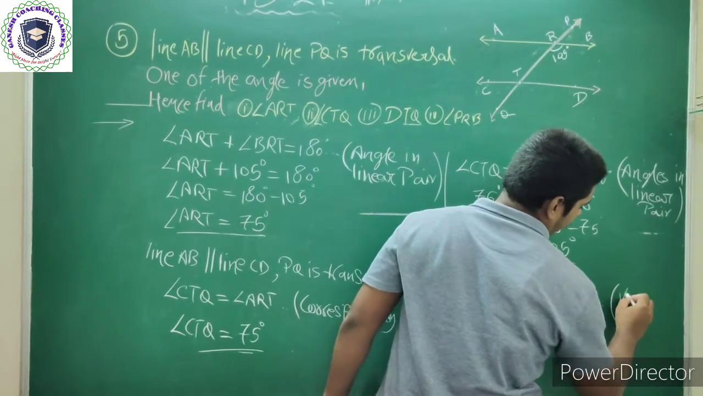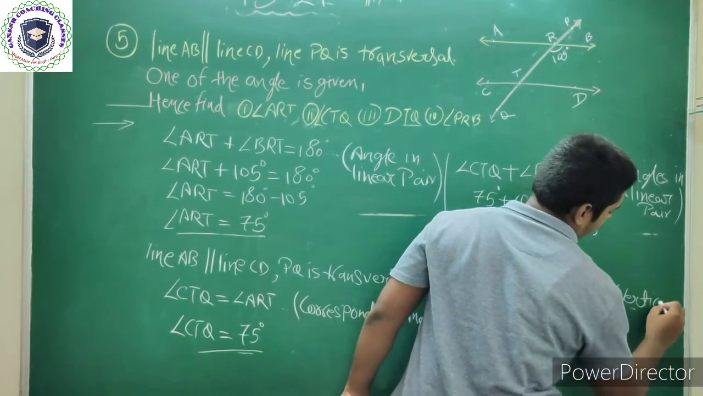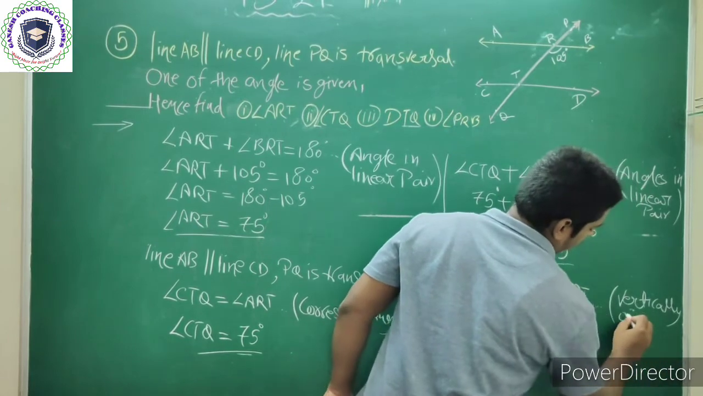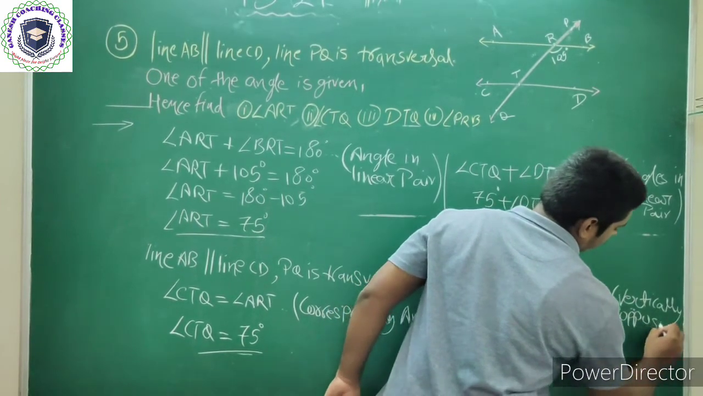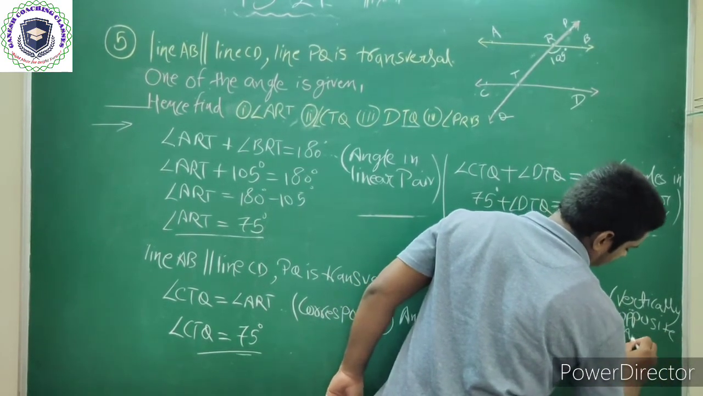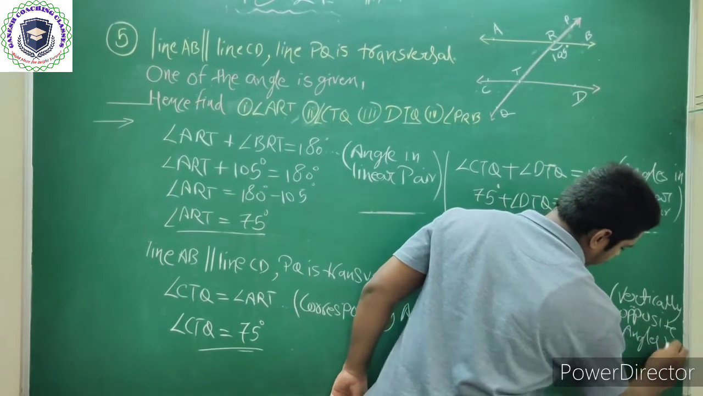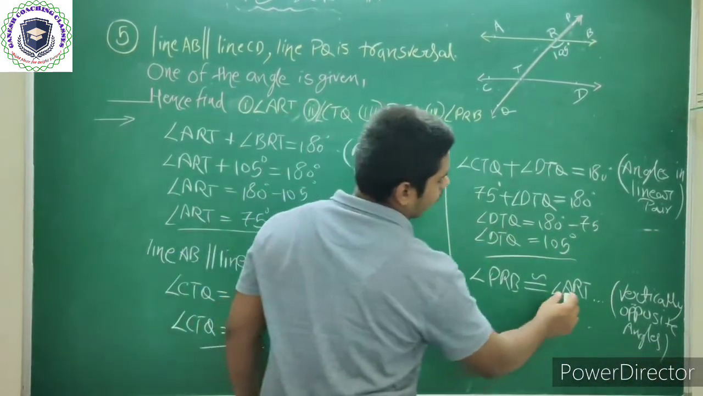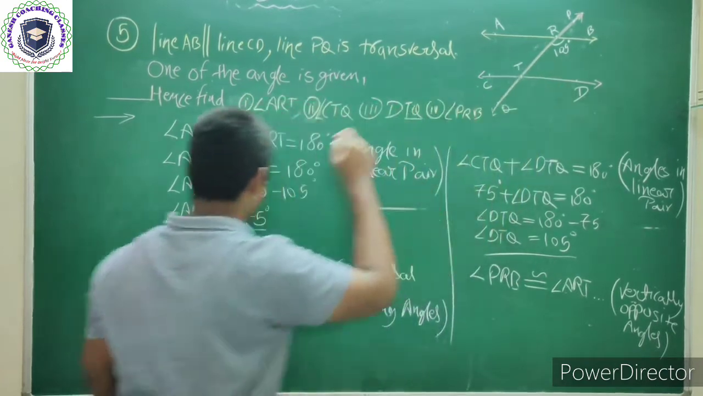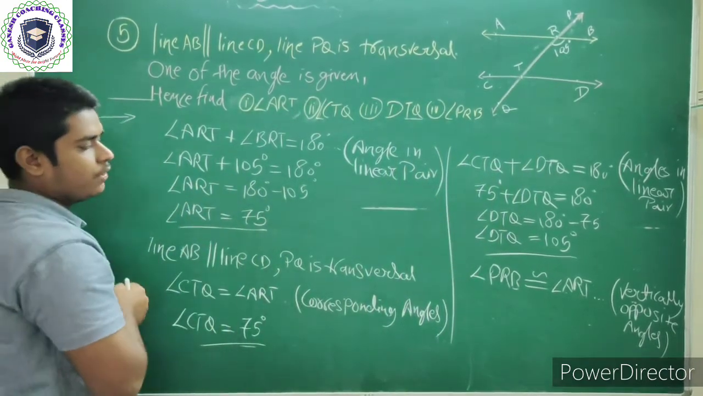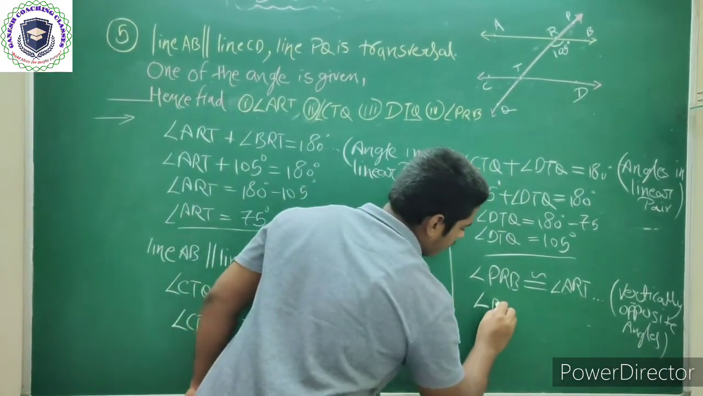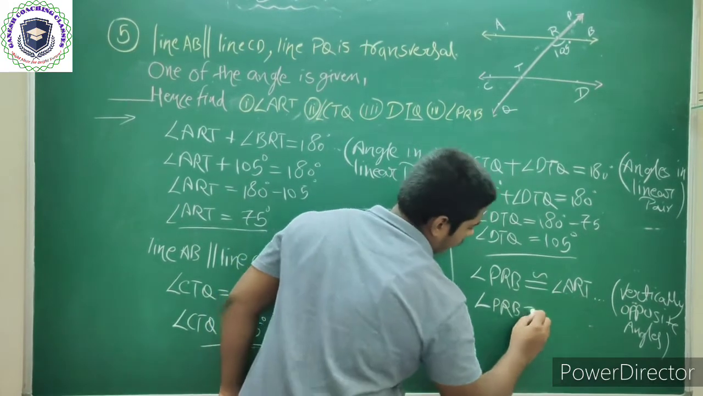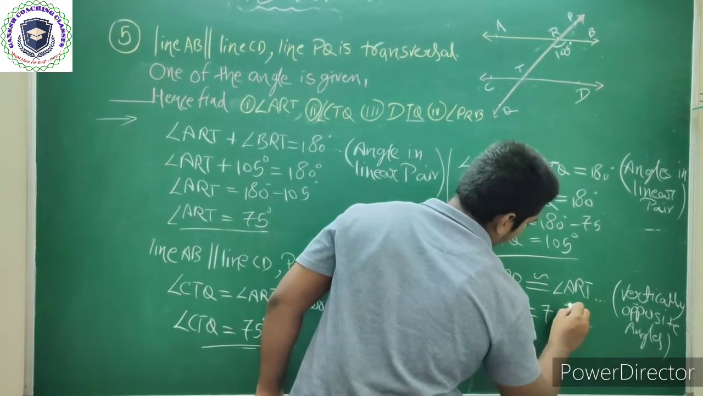So here we will write vertically opposite angles. Now, what is the value of ART? We found that the value of ART is 75 degree. So the value of PRB will be equal to 75 degree.